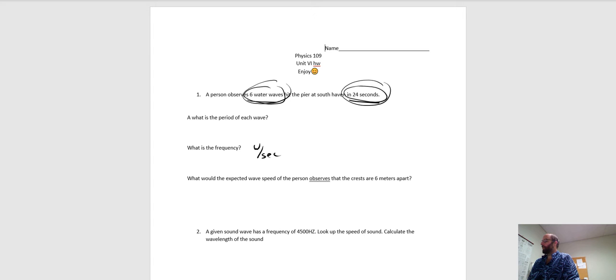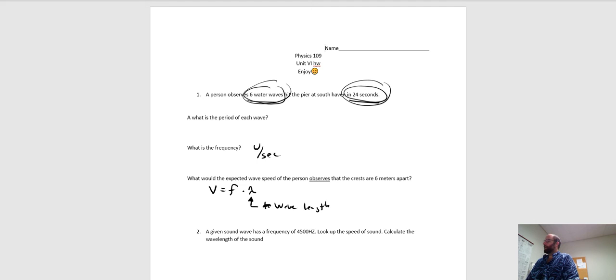Okay, for the next part, what would you expect the wave speed to be if the person observes that the waves are 6 meters apart? So for all wave phenomena, the velocity of the wave is equal to frequency times the wavelength. Now the wavelength is usually denoted with the Greek letter lambda here. I know Greek letters kind of make everything seem complicated, but that's the wavelength.